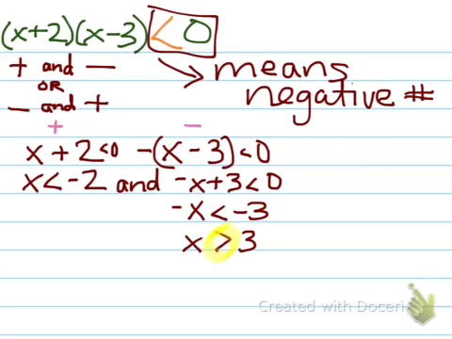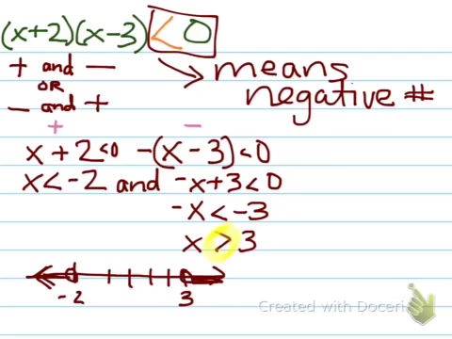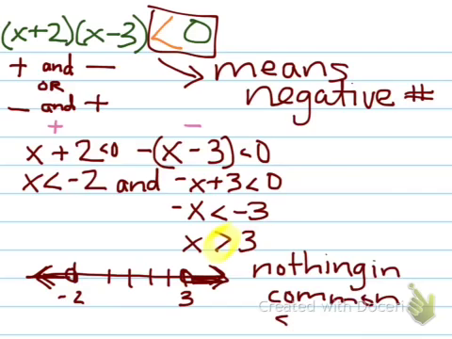So now we'll go ahead and graph it on a number line. So we'll graph the first one, x is less than -2, and then we'll graph x is greater than 3. And again, when we do this, we're looking for where they overlap. So in this case, there's no overlap, nothing in common. So for positive and negative up here, there's no solution. So we need to move on and try the other way.